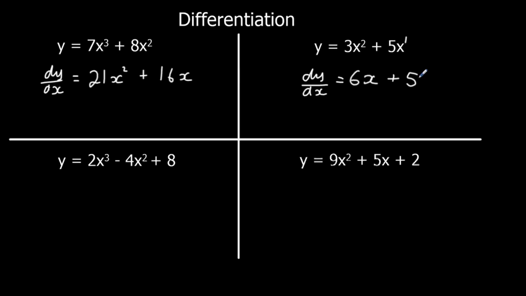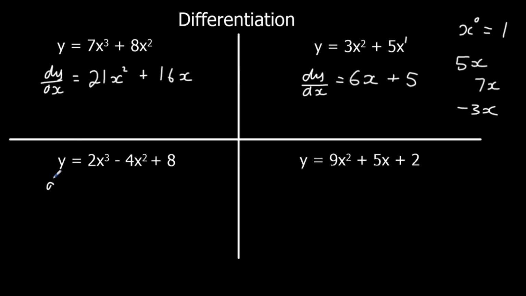And then we take 1 off the power, which goes to x to the power of 0. And x to the power of 0, we don't write it. x to the power of 0 is going to be 1. So 5 times 1 is just 5. So if you've got 5x, that will differentiate just to 5. If you had 7x, it will differentiate just to 7. If you had minus 3x, that will differentiate to give you minus 3. So whenever you've got 5x or something x, the x just disappears.